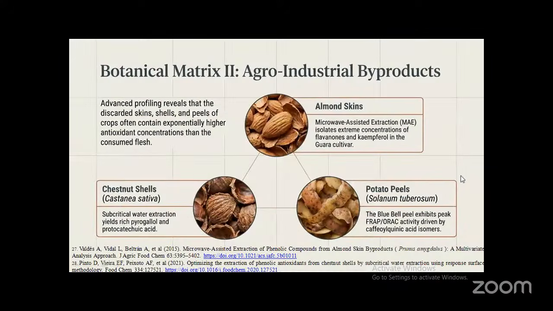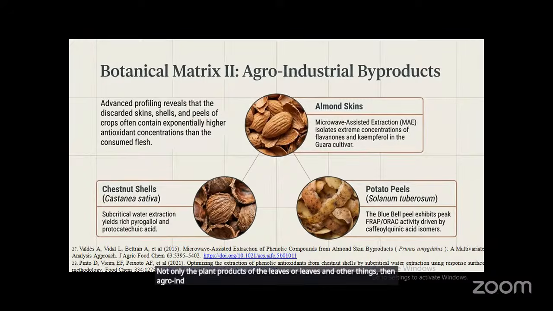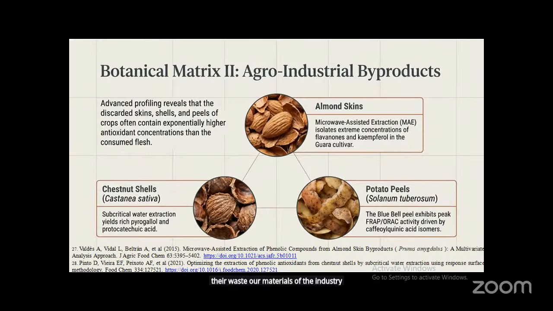Not only the plant products of the leaves and other things, then agro-industrial byproducts. Agro-industrial byproducts, that means waste materials of the industry, are likely to give a similar process. See the almond skins.